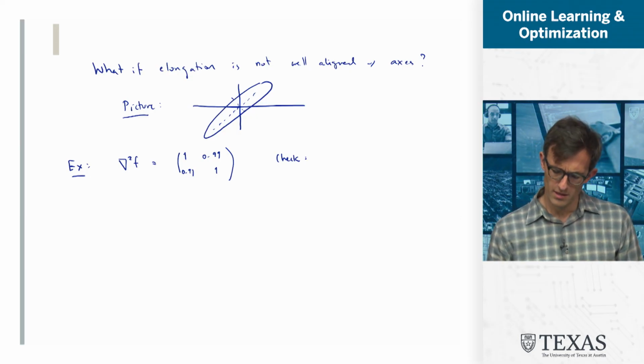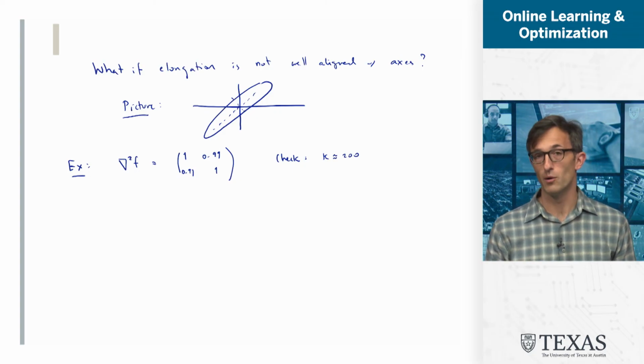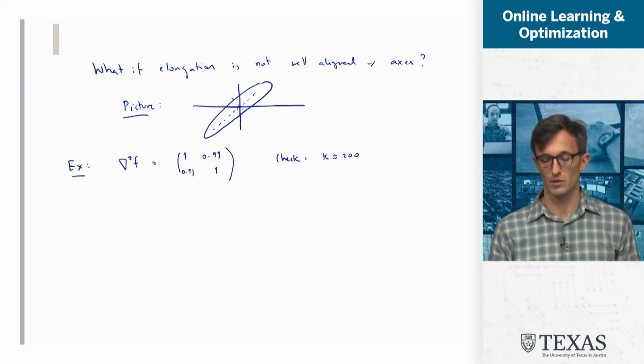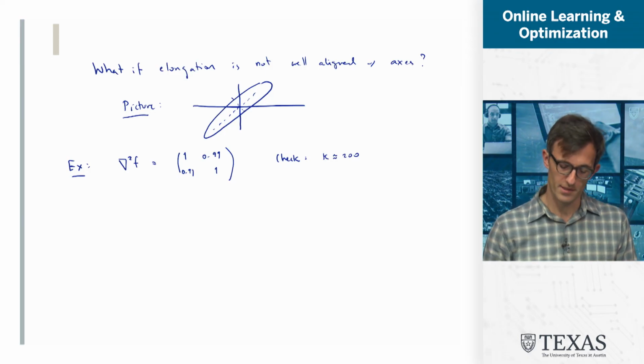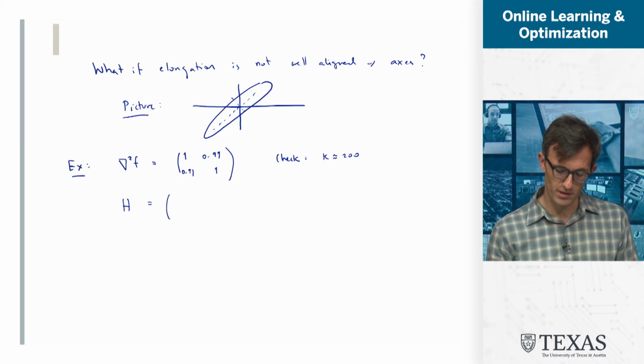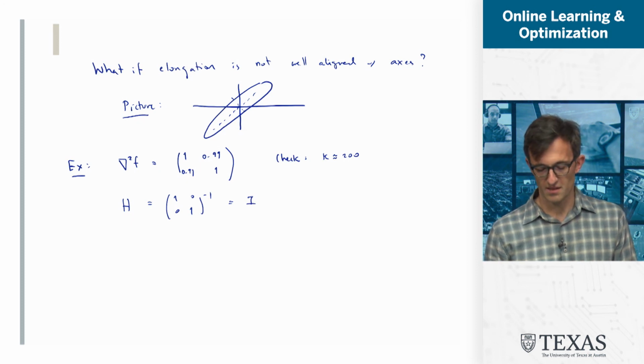So kappa is approximately 200. Remember, this kappa is beta over alpha, which governs how slowly gradient descent converges. Well, let's see how much H helps us. Unfortunately, H in this case is the inverse of just taking the diagonals, which is just the identity. So using H in this case, we reduce to gradient descent. So no improvement.